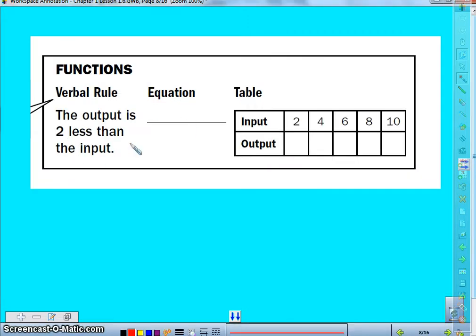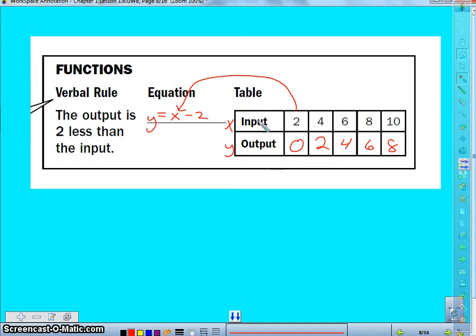All right, so now we're taking what we just did and making an equation and then filling out a table. The output, I'm just going to say y. Y is usually going to be our output, is 2 less than the input. So it's going to be our input of x minus 2. All right, so let's look. Input, I'm going to put an x next to that, and the output, I'm going to put a y. So if I put a 2 into that equation and go 2 minus 2, that's going to give me 0. If I put a 4 in, 4 minus 2 gives me 2, then 4, 6, 8.